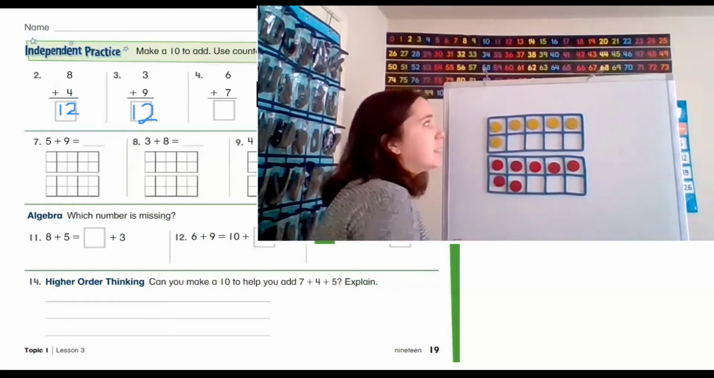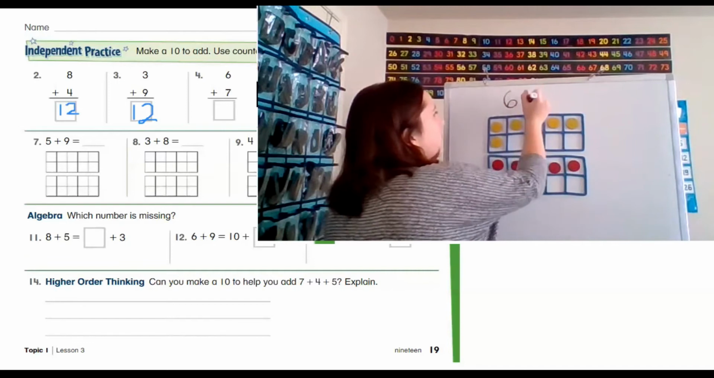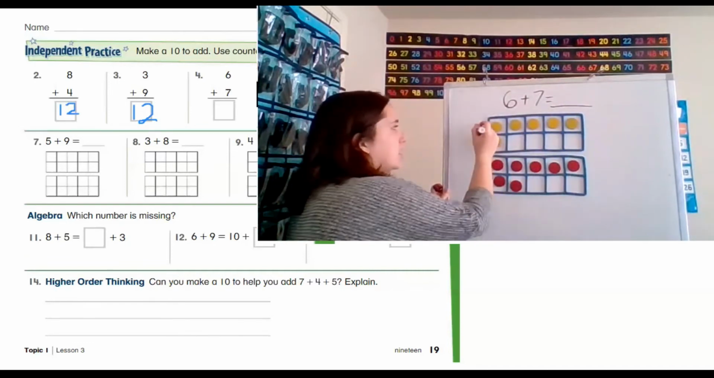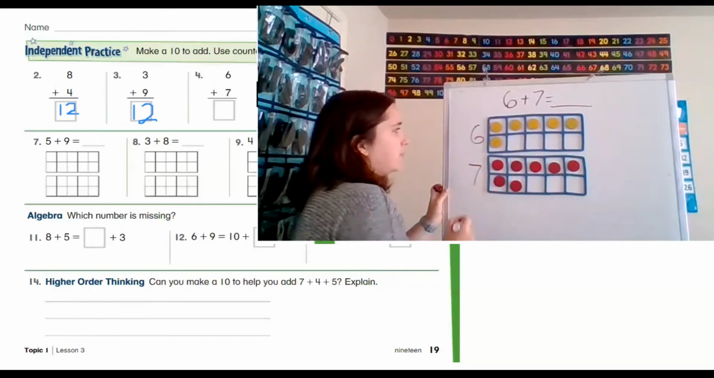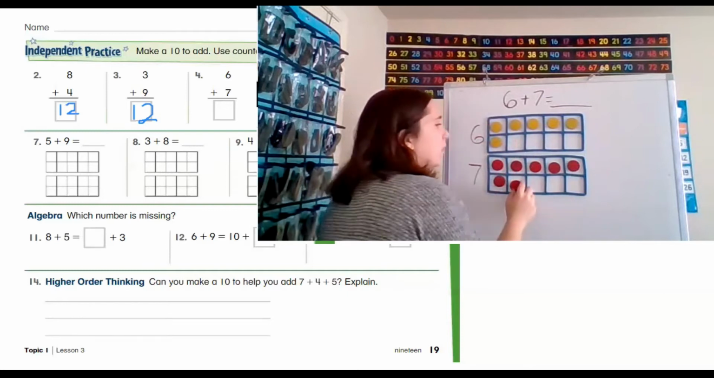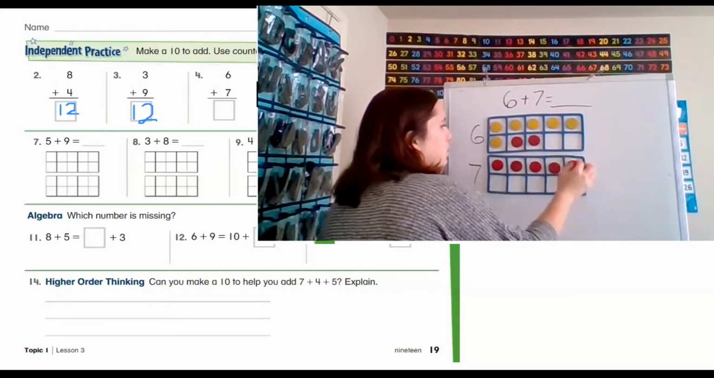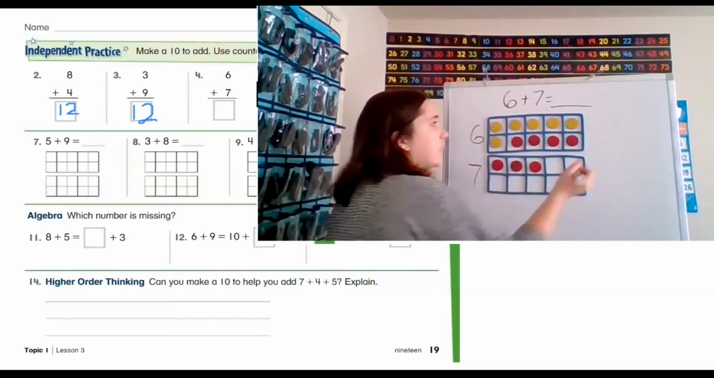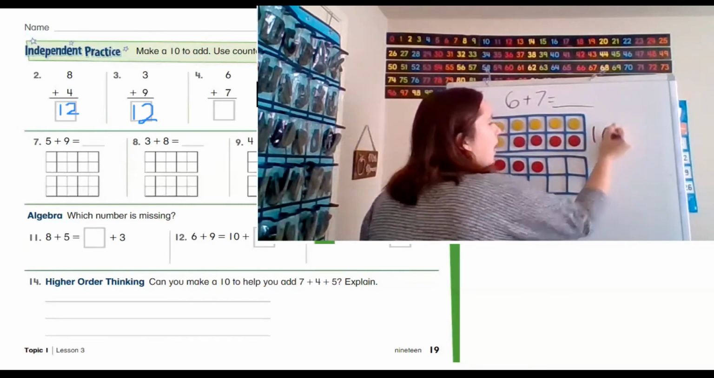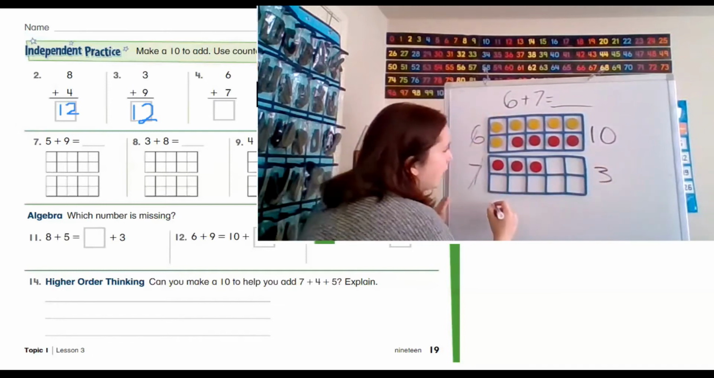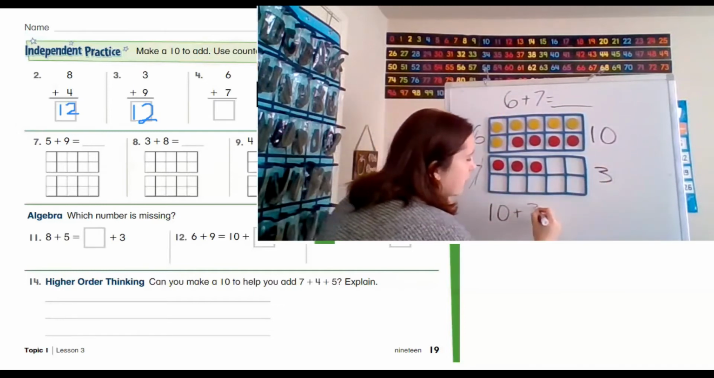Our problem is 6 plus 7. So I have 10 frames and they show 6, and this one shows 7. Now let's move some of these counters up here to fill it in. We're going to move 1, 2, 3, 4. So now this 10 frame shows 10, and this 10 frame shows 3. So our problem is now 10 plus 3.